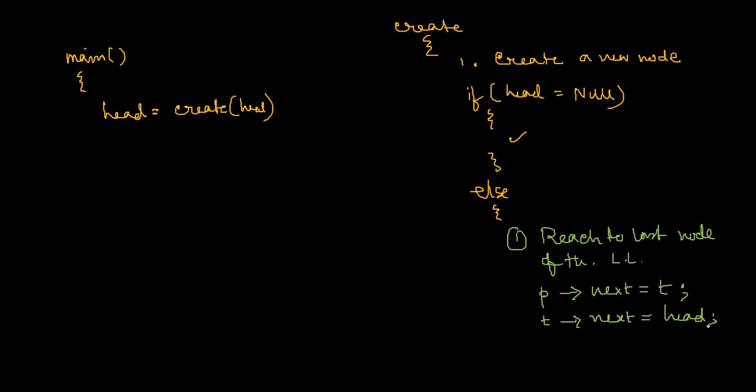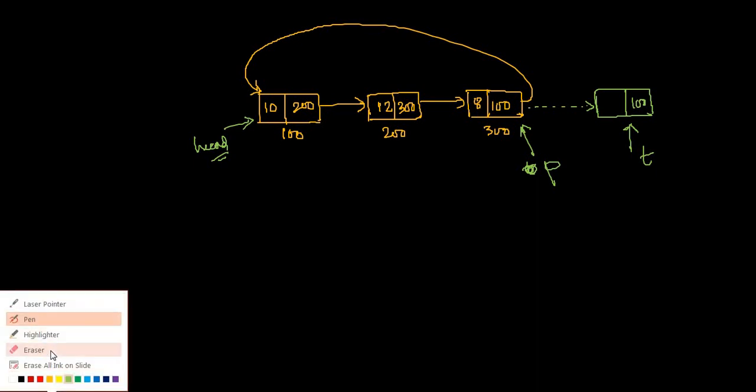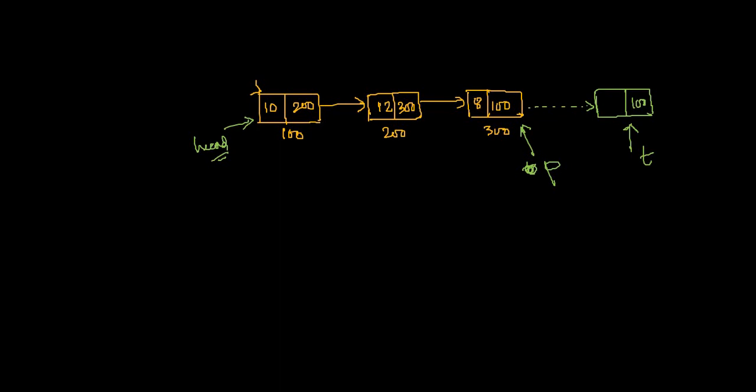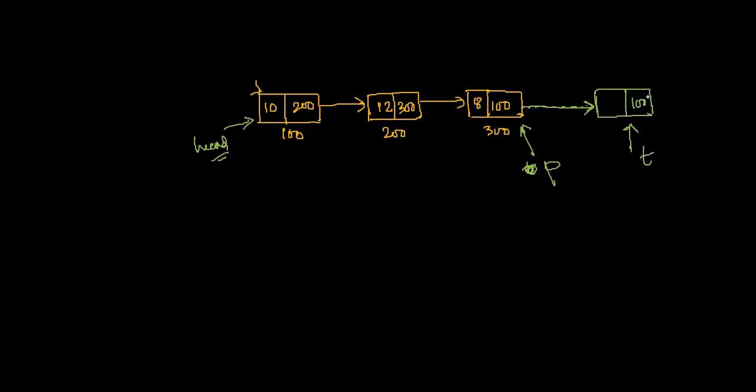That's all. Because if you write T next equal to head, it means the next part of the T will contain this 100, because head contains 100, head pointing 100. So this connection will get terminated, obviously, because you have written P next equal to T. The connection from this P to T will get established, and due to T next equal to head, this particular line, a connection between this node to the first node will get established.